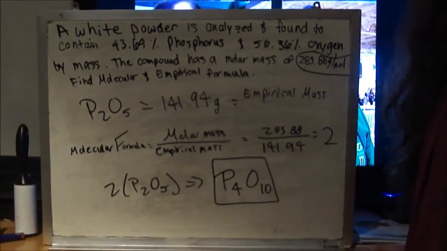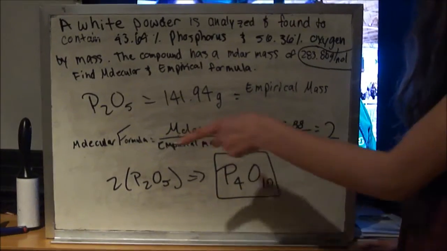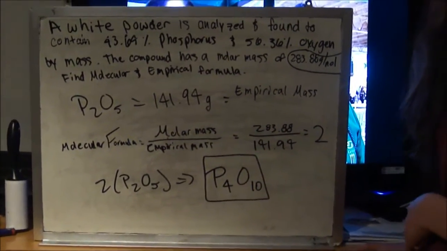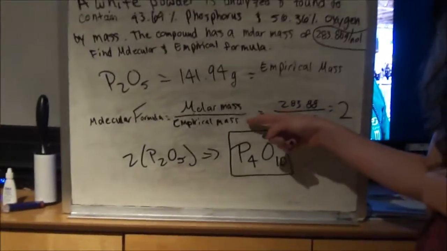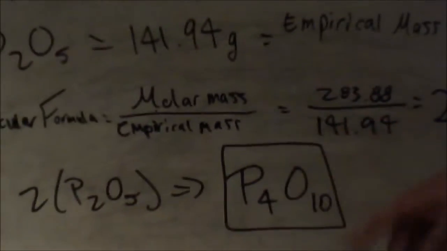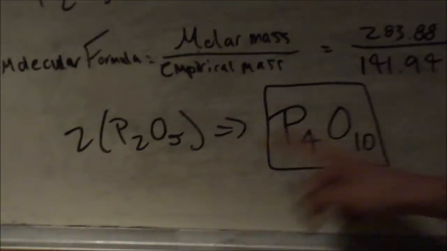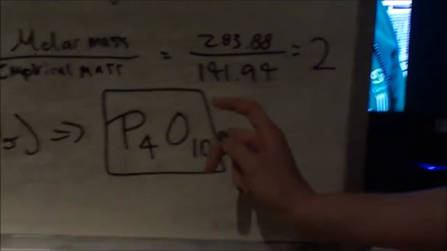Okay, so now we're going to find the molecular formula for P2O5, and the empirical mass is 141.94 grams. And then to find the molecular formula, it's the molar mass over the empirical mass, and that's going to equal 2, and then you just multiply P2O5 by 2, and it's P4O10.